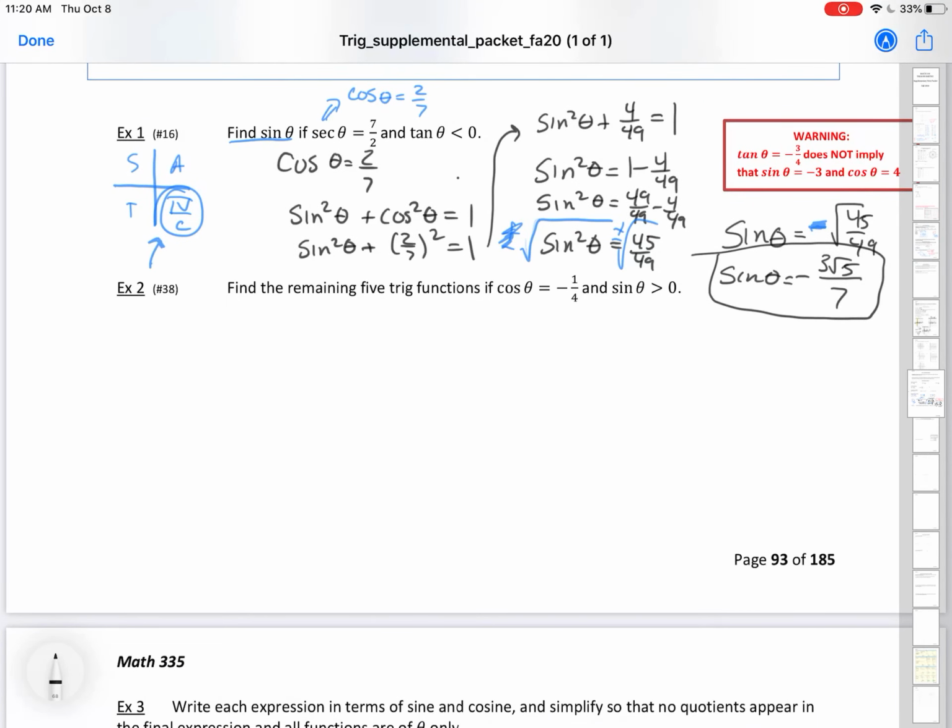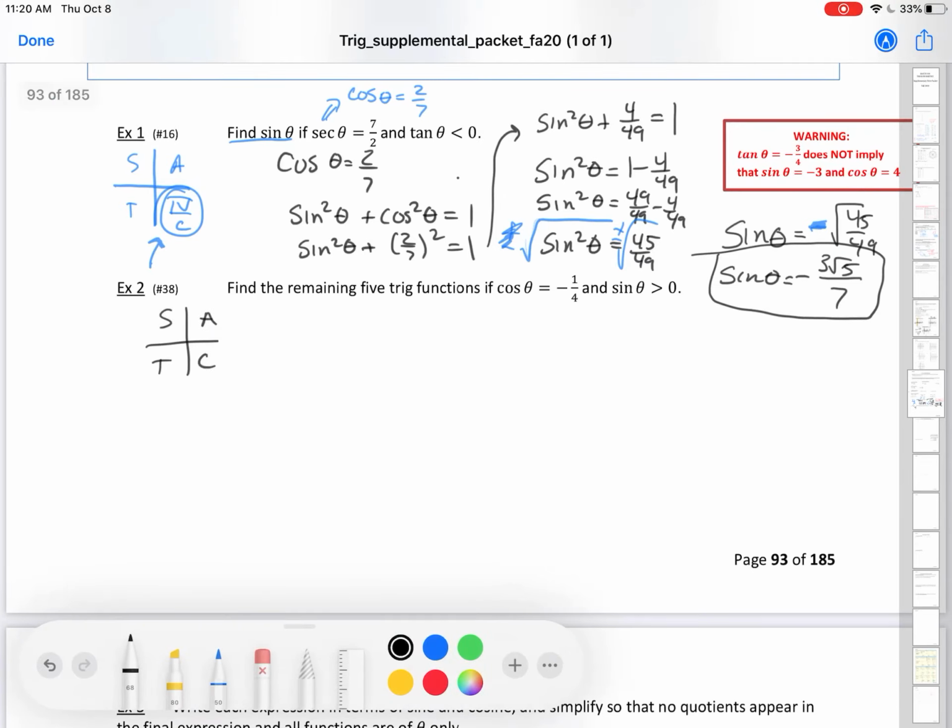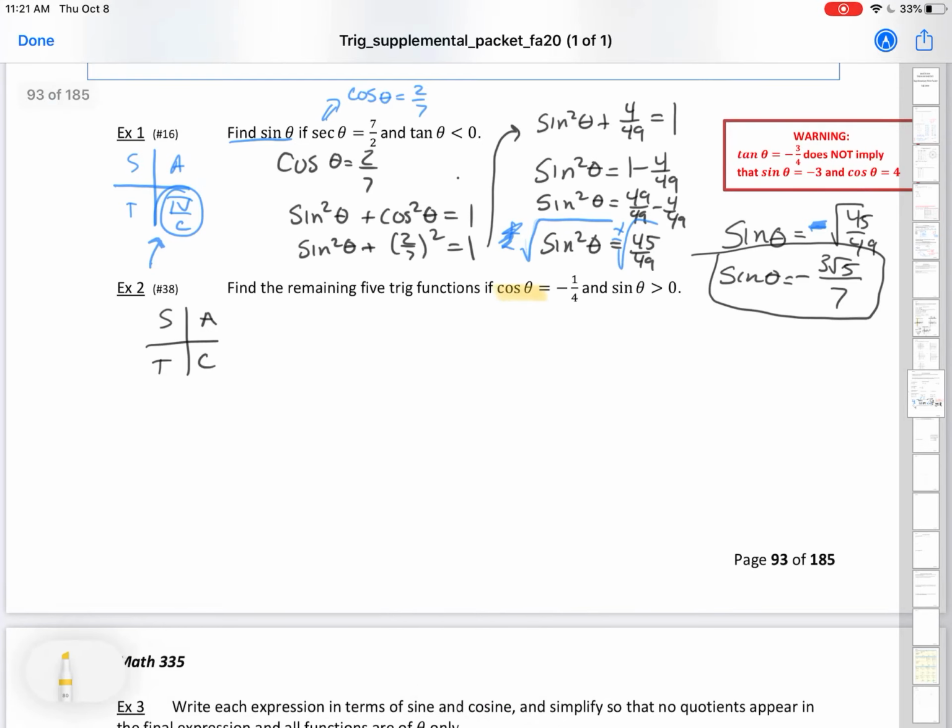Same thing going on here. Cosine theta is negative, sine theta is positive. So what quadrant are we in? All students take calculus. So let me go in with an eraser. Cosine, let me highlight. Cosine is negative. So where could that be? Quadrant 2 or 3.